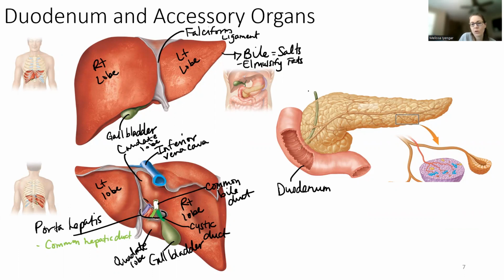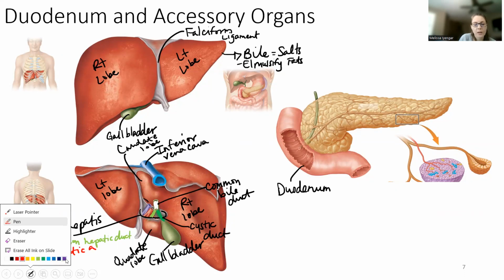This is upside down, so I'm going to draw it over here a little so that you can see it a little easier. The red thing is the hepatic artery, and the purple thing is the hepatic portal vein.